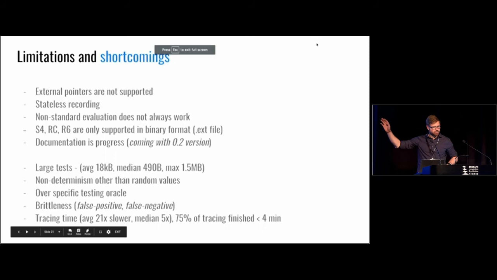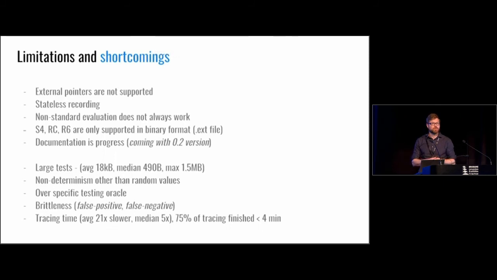So there are a bunch of limitations and shortcomings of this approach in general and of the implementation, because we just couldn't spend all that much time. The external pointers are not supported. It's a stateless recording, so we only capture the random seed. Non-standard evaluation does not always work that well, so that's where a lot of problems are coming from. The S4, RC, and R6 object systems are only supported in binary form right now. We don't turn that back into code. We don't deparse it. And the documentation is not the greatest, but that's work in progress.